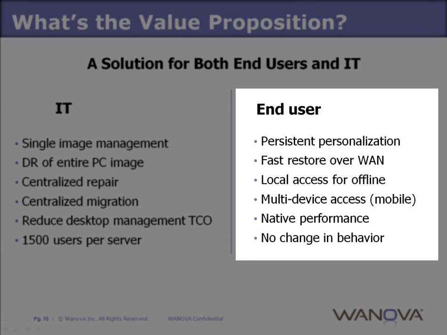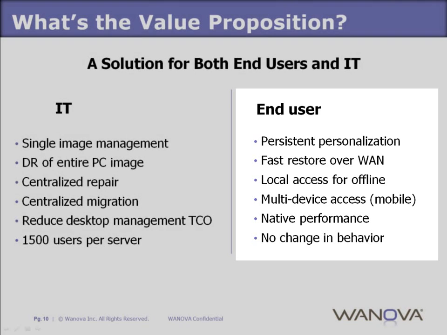On the end user side, regardless of how many times they break or lose their laptop, they receive persistent data and personalization for their device. We provide them with fast, optimized restores over a WAN, local computing power so they can continue working with or without a network connection, the ability to access their data from any web browser using our file portal, native performance of their powerful PCs, and no change in behavior whatsoever. An end user gets to continue using their powerful, customized device without any real knowledge that Mirage is even deployed.